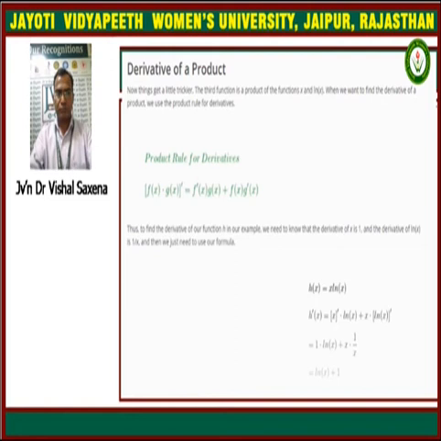So in this way we have to apply the product formula: one time we differentiate one function, and the other function we multiply as it is. So f'(x) g(x) plus f(x) g'(x), that is called the product formula for the derivative. Next we are coming to the quotient rule.